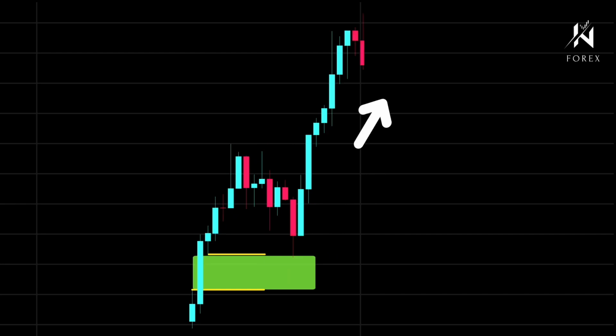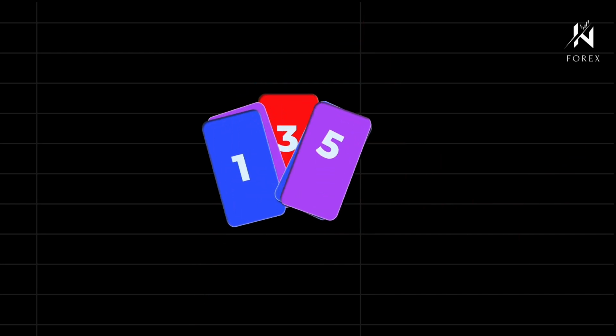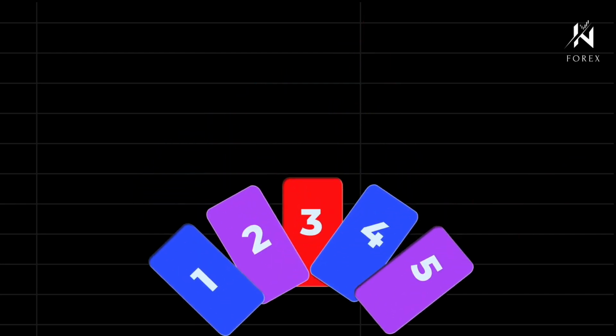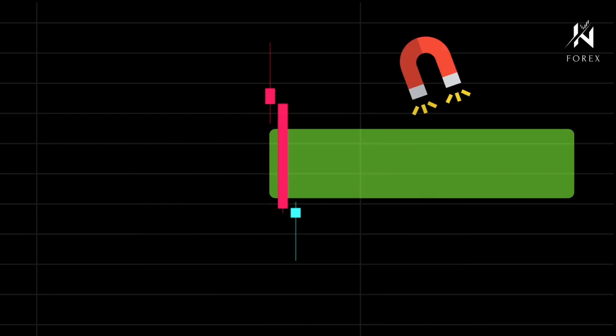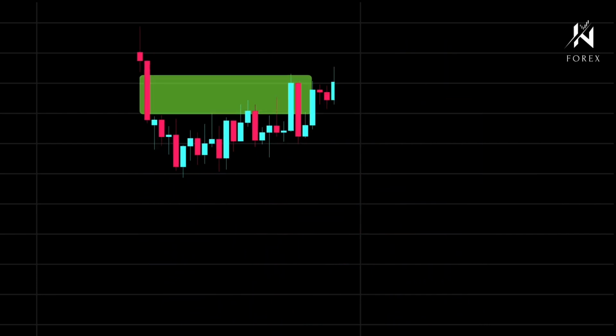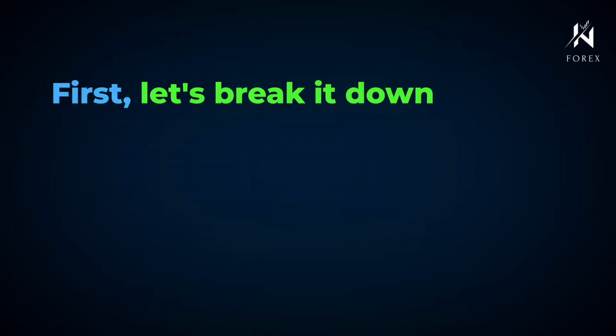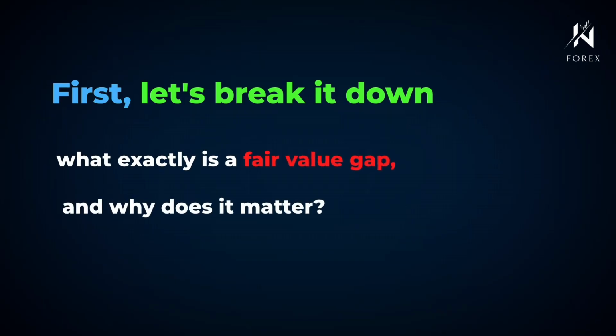So in this video, I'll break down exactly what a fair value gap is and reveal 5 powerful hacks to identify only the strongest setups. Stick with me, and by the end, you'll be spotting them with precision. Let's dive in. First, let's break it down. What exactly is a fair value gap, and why does it matter?